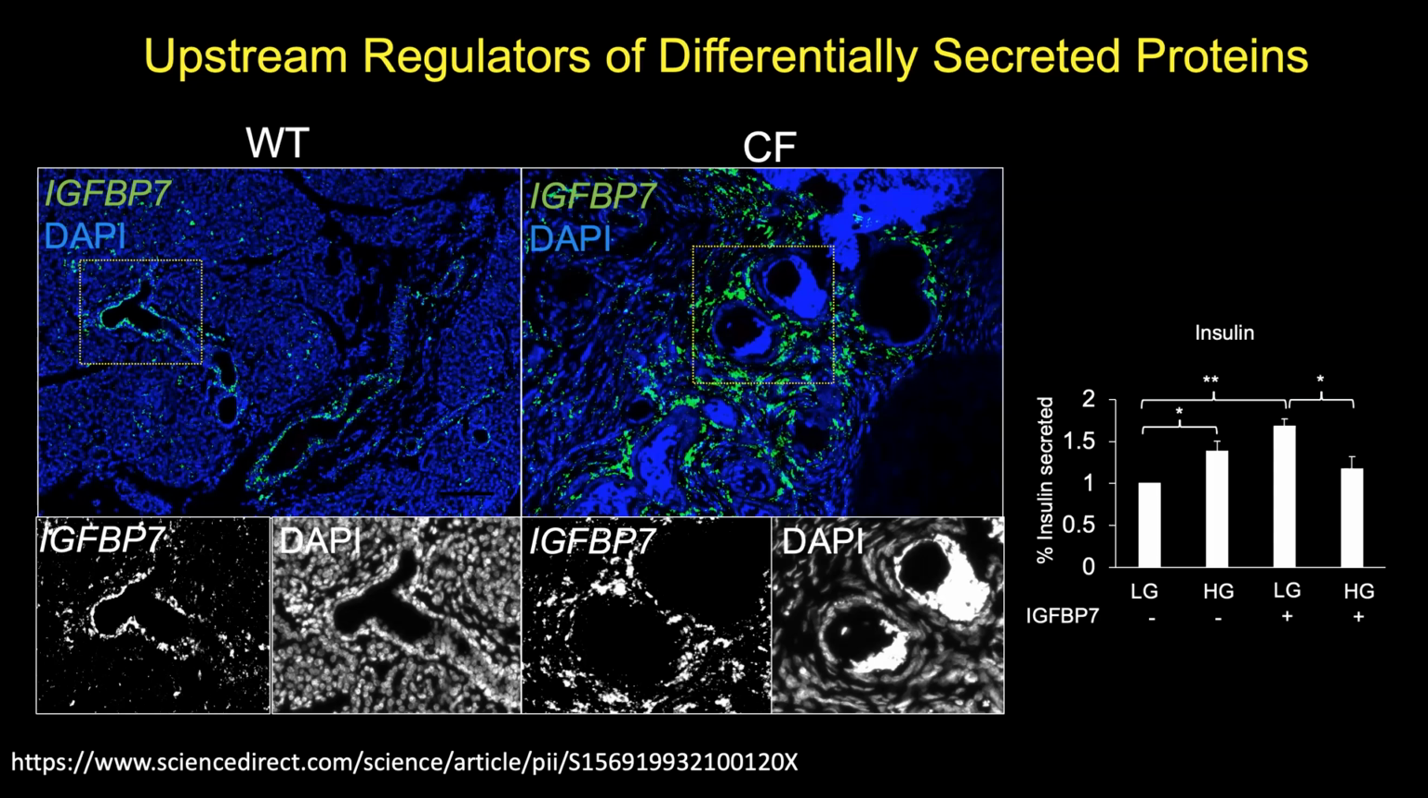So to recapitulate this, we exposed wild type islets to IGF binding protein 7 and saw that the profile of insulin secretion from the exposed islets was similar to that observed in CF islets, in that in the presence of low glucose, insulin secretion was higher, which means the basal level insulin secretion was higher. And in the presence of high glucose, when exposed to IGF binding protein 7, insulin secretion was decreased, opposite to what is seen in normal islets. And this indicated that ductal secretions in part impact islet function.